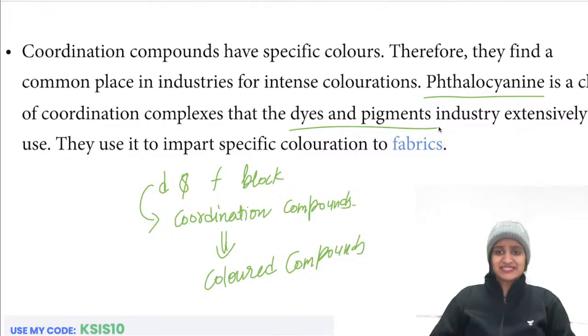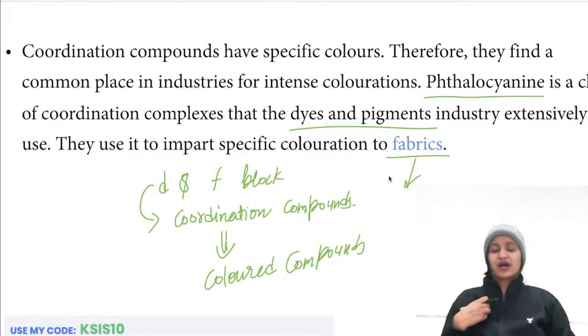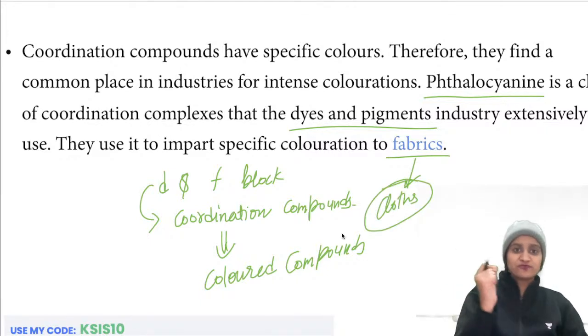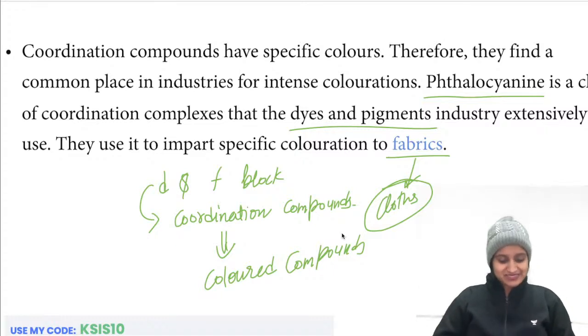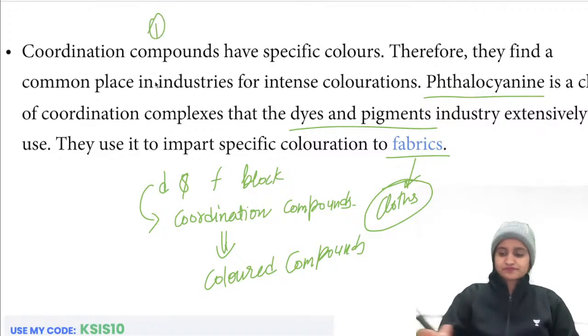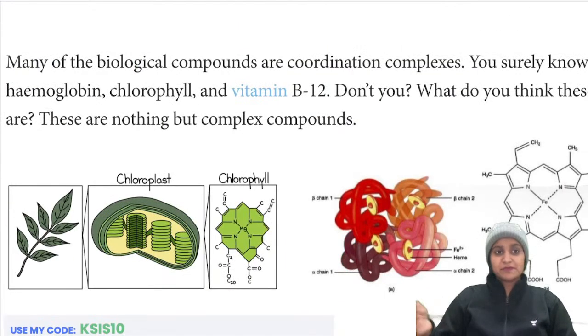Industry extensively use. They use it to impart specific colorations to the fabrics. What do we mean by fabrics? Simply जो कपड़े होते हैं, right? Cloth. बचपन में you studied na from fiber to fabric. It is the same stuff. Okay, right. So this is your first application, colorations, or you can say dyeing or pigmenting.